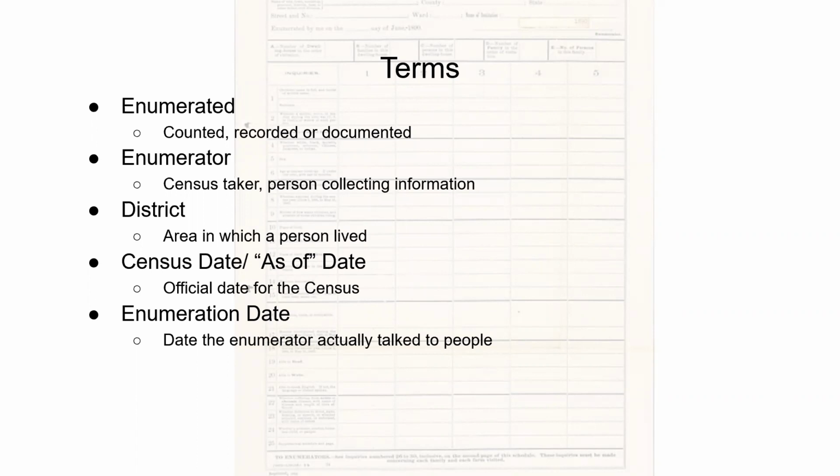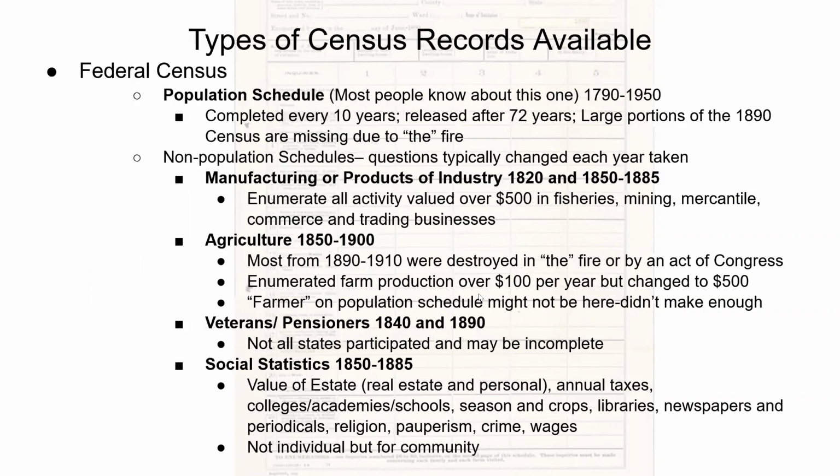So it may be April 1st is the official date of the census, but the enumeration date may have happened in July. That's when the person actually got to the house and talked to the people. On the top of all of the forms, they'll have those two different dates, so you'll know exactly when the information was collected.